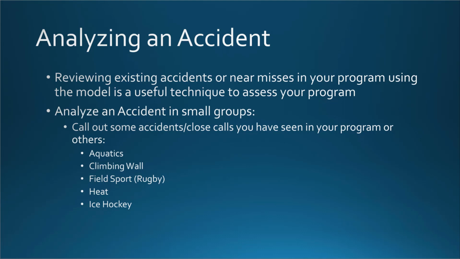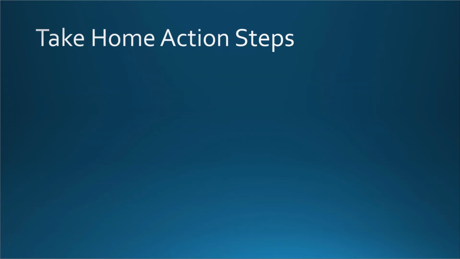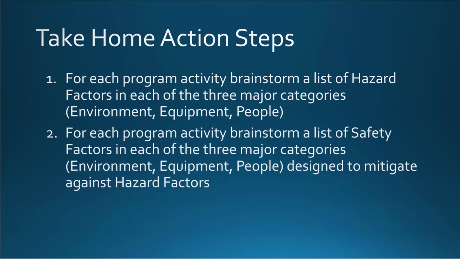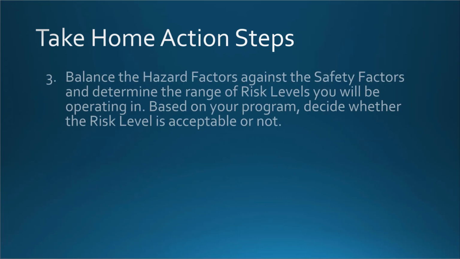So let's look at some take-home action steps. We've talked about some of these already in the discussion, but these are key things that we want people to think about. For each programming activity you do, brainstorm a list of hazards in the three major categories. Brainstorm a list of the safety factors designed to mitigate those hazards. And think about how you balance the hazard factors and the safety factors and determine the range of risk levels you think you'll be operating in.